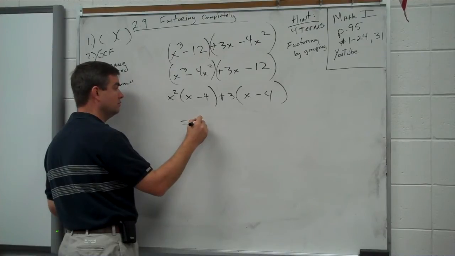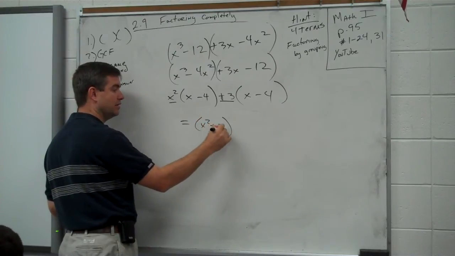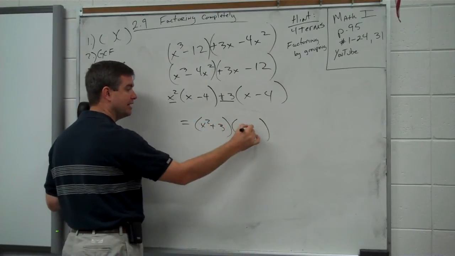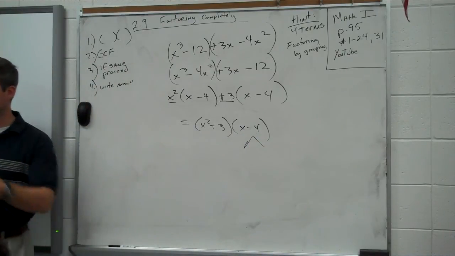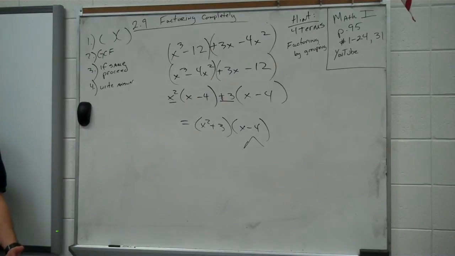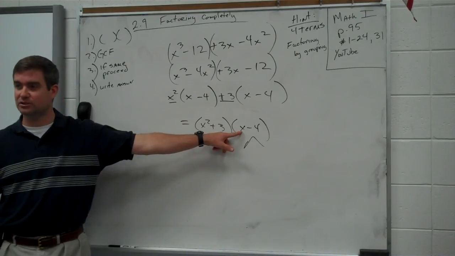3x squared. That number and that number make the first parenthesis. Oh yeah, x squared plus 3. Good. And then what's left? X minus 4. Can I break this down further? No. X minus 4, is that perfect square minus perfect square? Can I break it down into x plus 2, x minus 2? Why not? Because the X is not a perfect square.